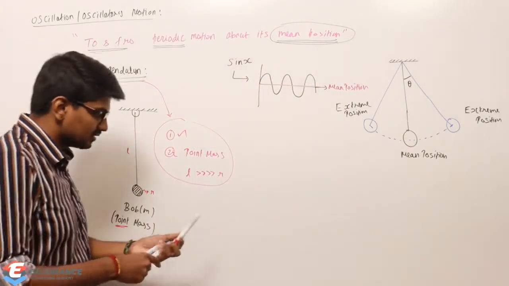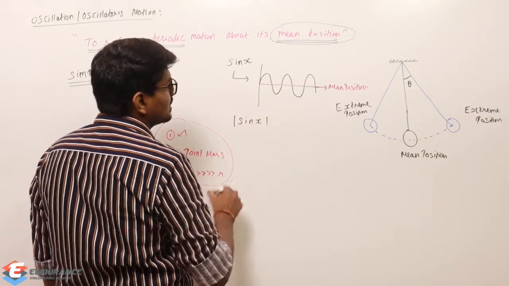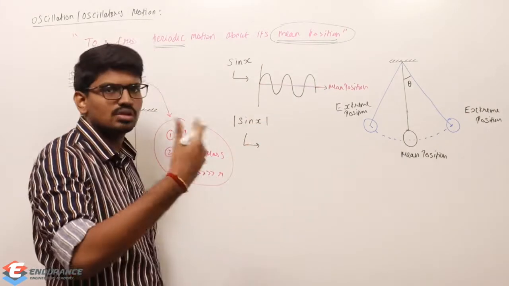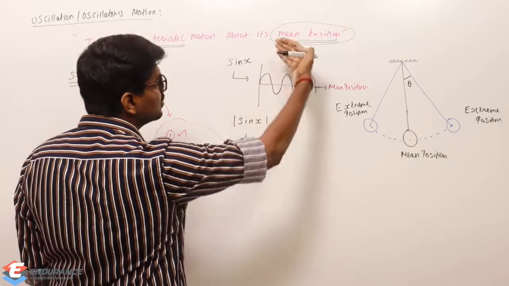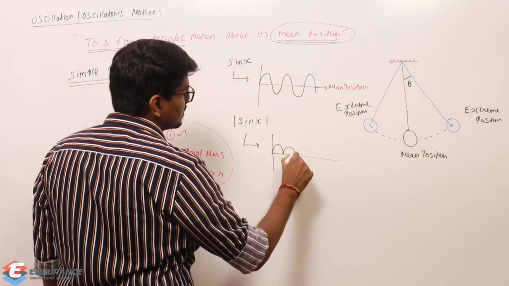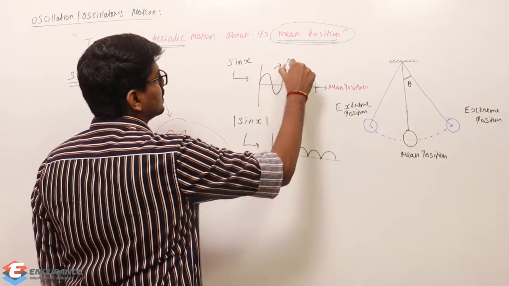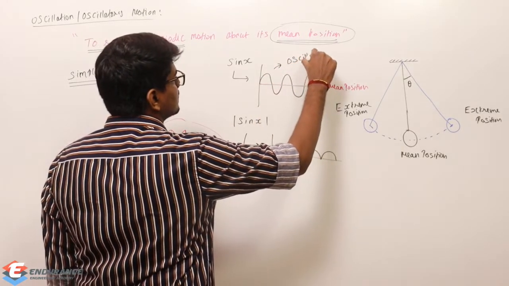Fine. But what about mod of sine x? Mod of sine x means completely in the positive axis. The negative part will come to the positive side, which means I will get a graph something like this.